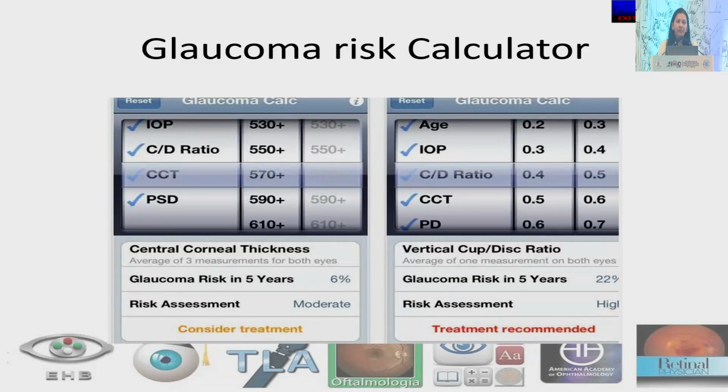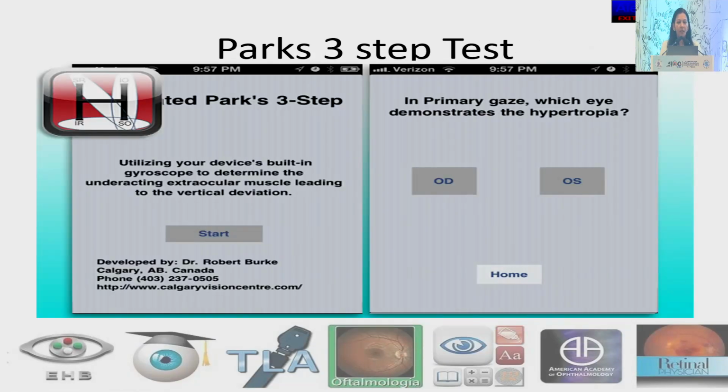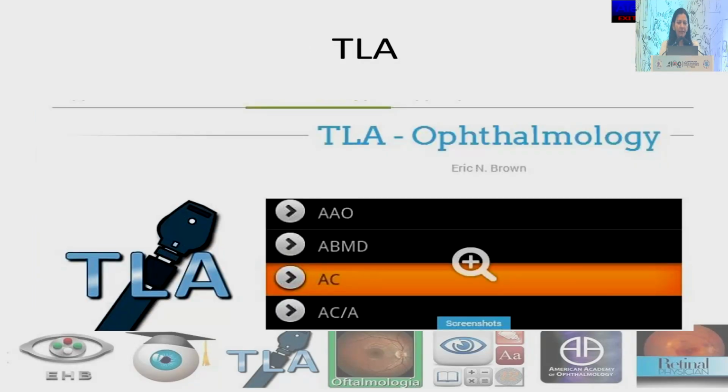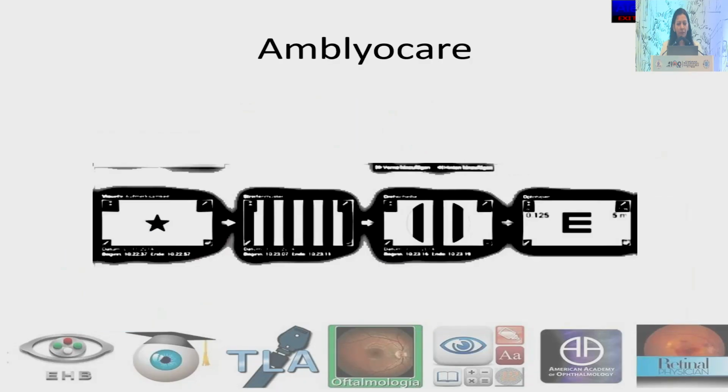Glaucoma risk calculator is based on the OHTS studies. You can enter in the data and it will give you the risk assessment and just an outline of the treatment which you can plan. This is one of the few tests which everybody struggles to do, and you can have an app online and just use it so that it is easy to perform in your OPD. TLA, there are a lot of short forms in ophthalmology and TLA helps you with that. Just put it into the app and you'll have the full form of the required term.